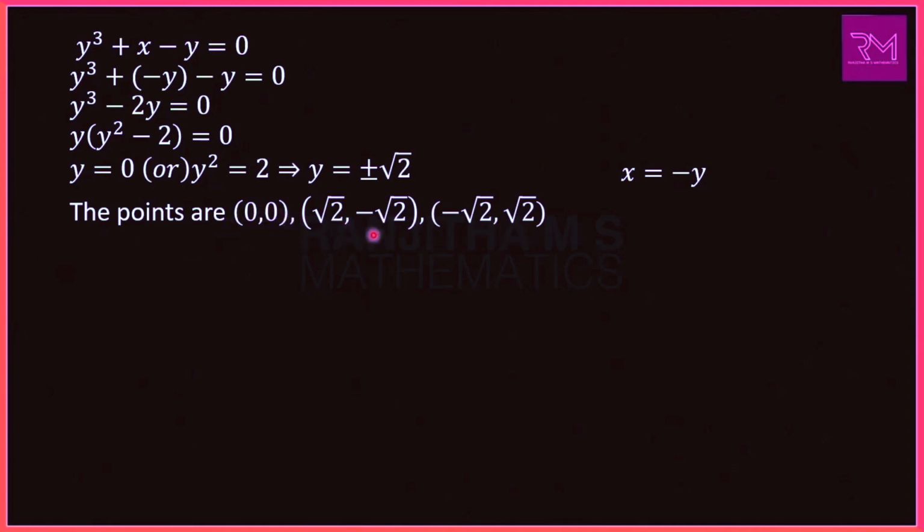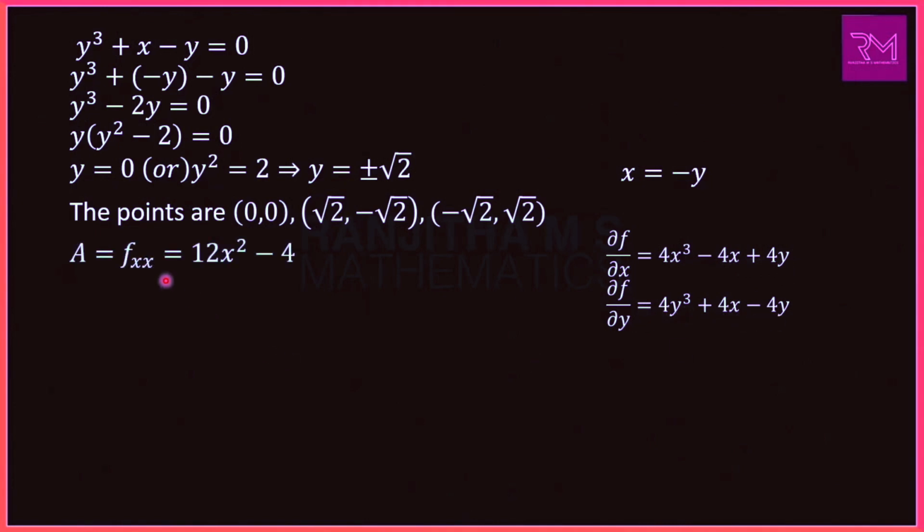After obtaining the points of intersection, we have to find the A, B, C values. For that, del f by del x is 4x cube minus 4x plus y. Del f by del y is 4y cube plus 4x minus 4y. Hence, A is del square f by del x square. We differentiate this term partially with respect to x. That becomes 4 into x cube, differentiation is 3x square. Hence, we get 12x square minus 4. This is our A value.